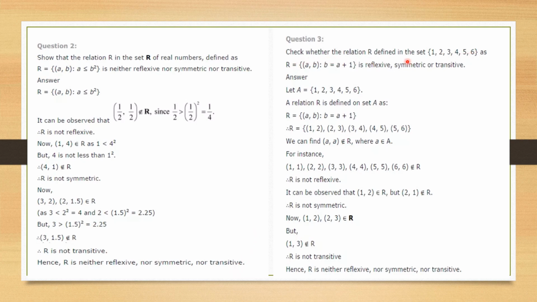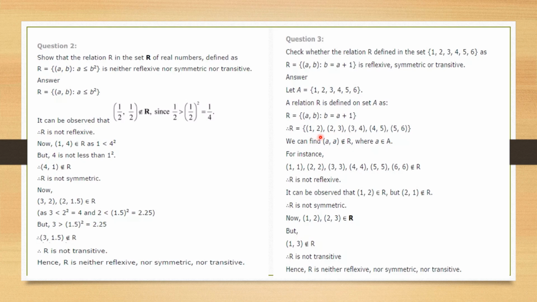For this relation, check whether the relation defined on this set is reflexive, symmetric or transitive. Better make the ordered pairs according to the conditions. So we get ordered pairs like 1, 2, 2, 3. It's a very simple relation. 3, 4, 4, 5, 5, 6. For reflexivity, can you get 1, 1 or 2, 2 like this? No, none of them is there. So it is not reflexive.